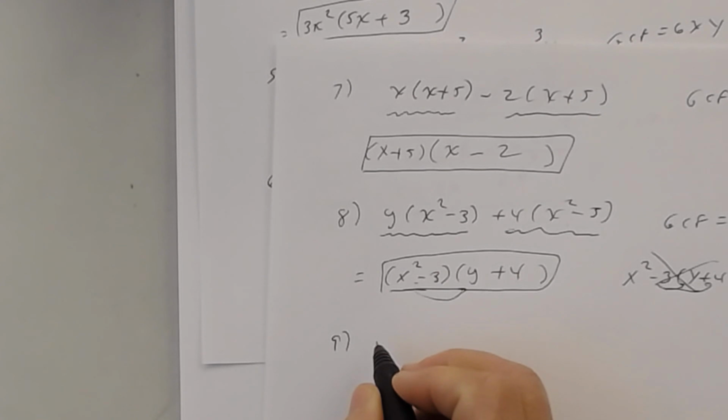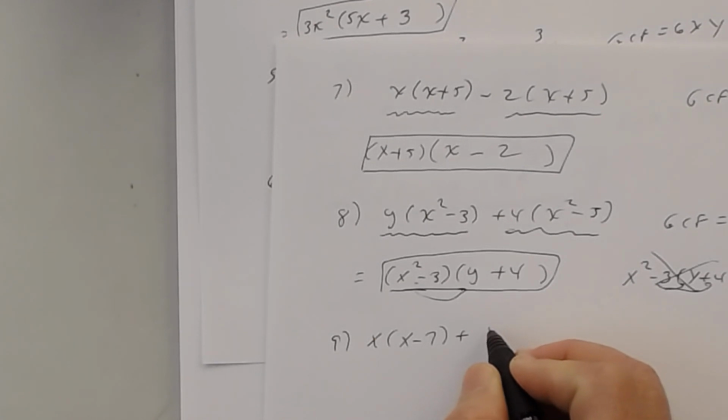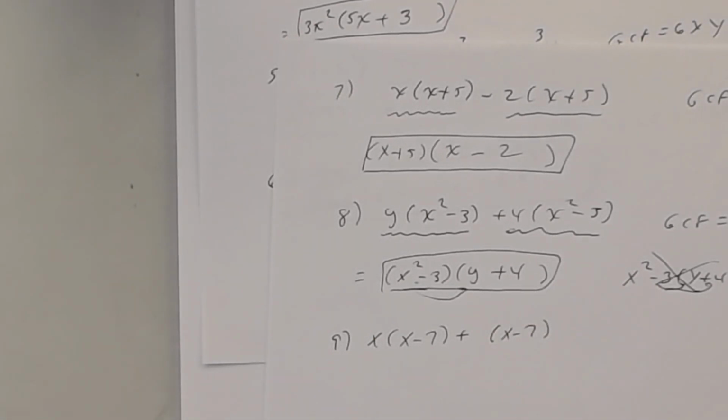All right, number 9. Suppose you had x times x minus 7 plus, all right, now you're going to see some things like this I'm about to write, x minus 7. You're going to see something like this when you do the grouping in a little while.